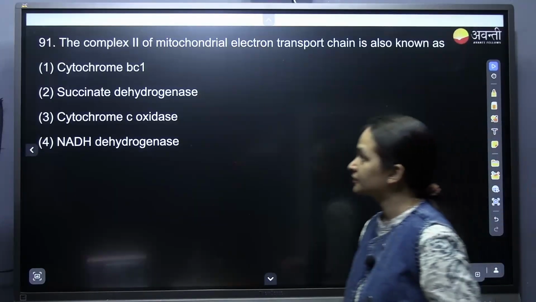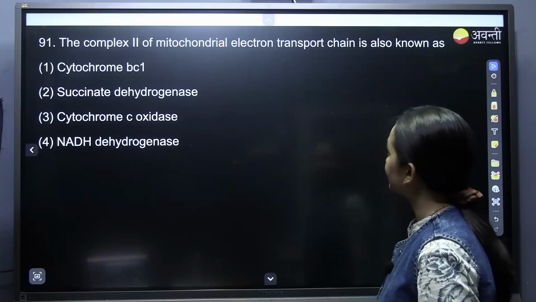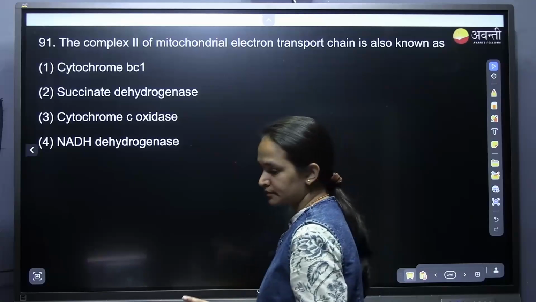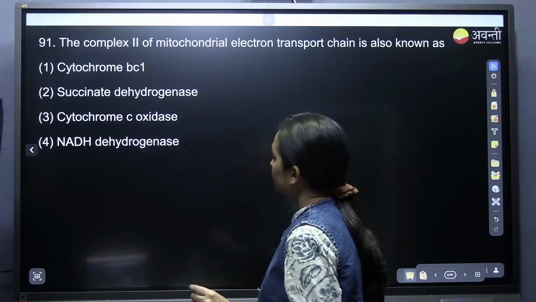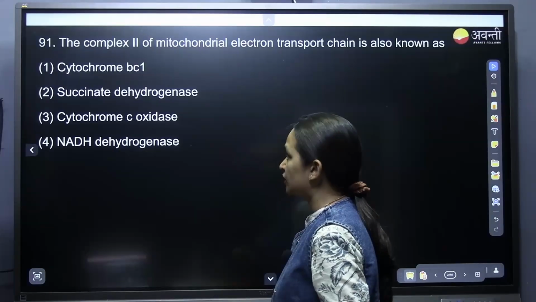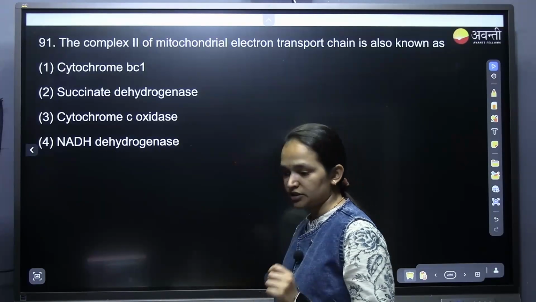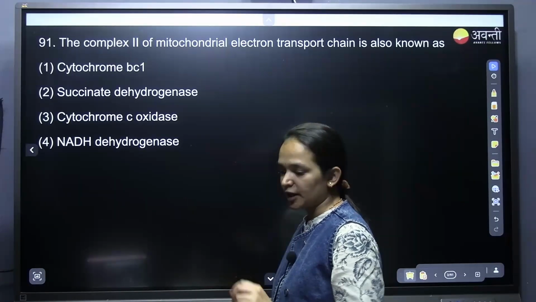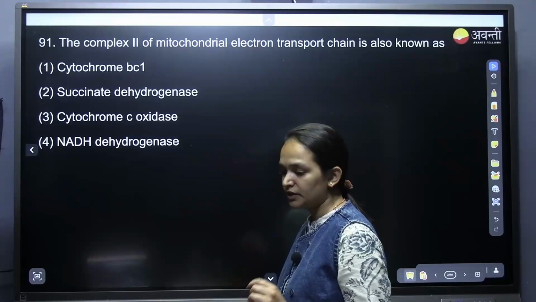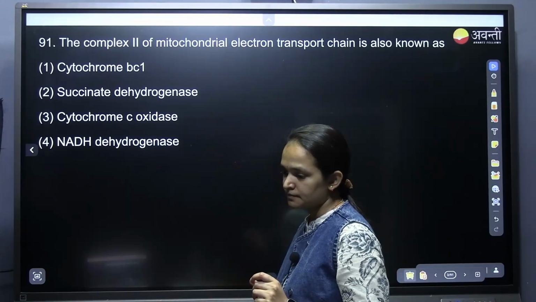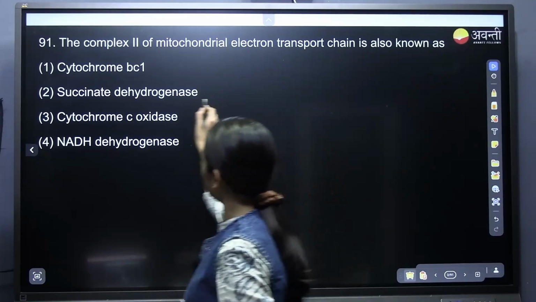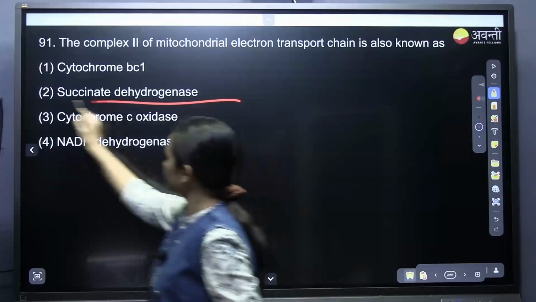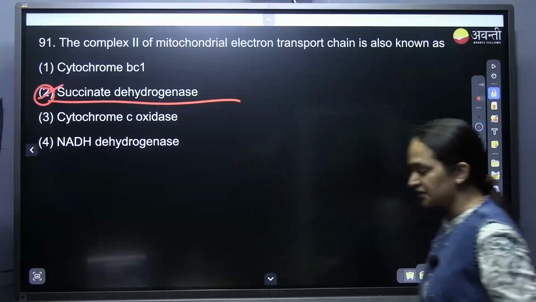Just read the question. The complex 2 of the mitochondrial electron transport chain is also known as: cytochrome B1c, succinate dehydrogenase, cytochrome C oxidase, or NADH dehydrogenase. Just give the answer. You can unmute yourself, otherwise just type it. Complex 2 is known as succinate dehydrogenase.